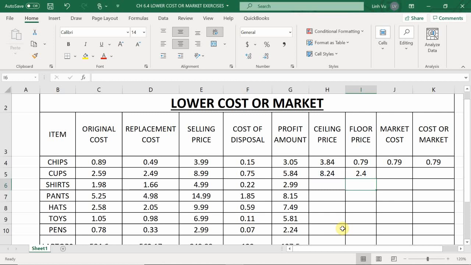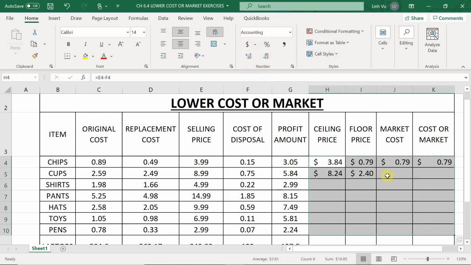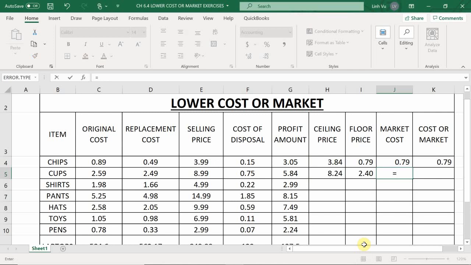$2.40. Okay. So now, once again, let's compare our numbers here. Okay. I want to stop. So let's compare, right? Which one is going to be the market cost? 2.40.